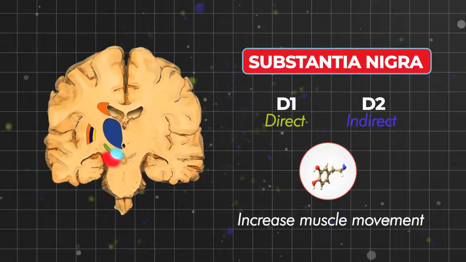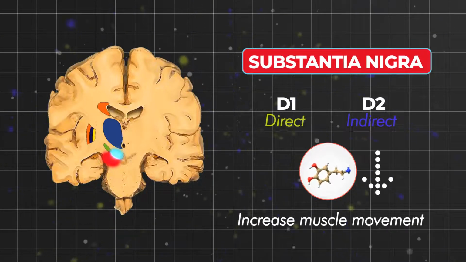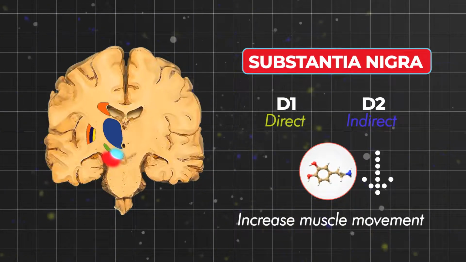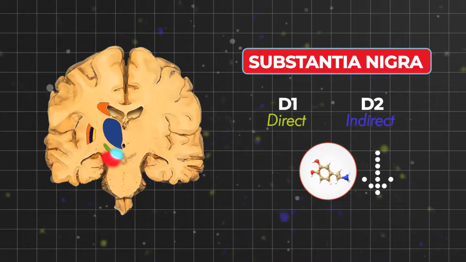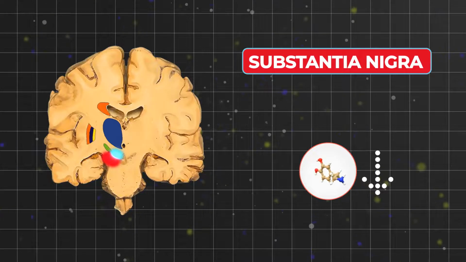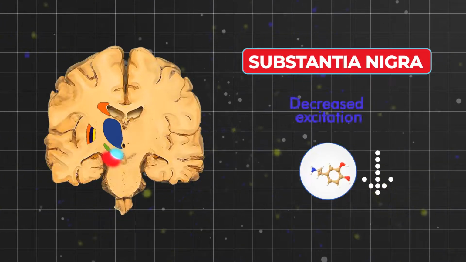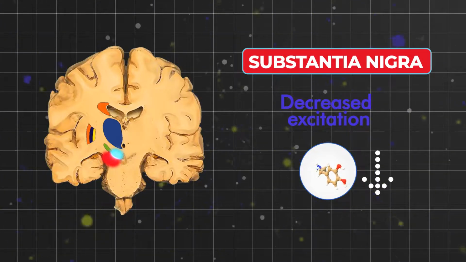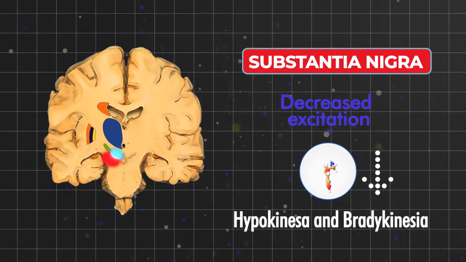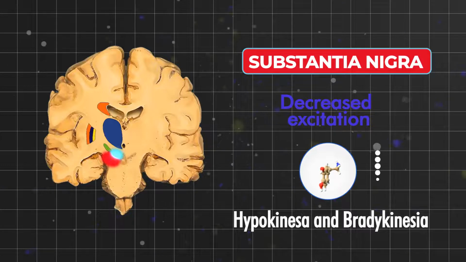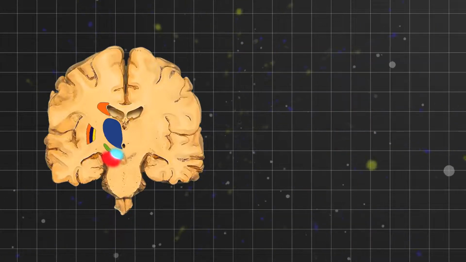In Parkinson's disease, reduced dopamine input from the substantia nigra to the striatum leads to inhibition of the direct pathway and increased inhibitory drive of the thalamus, ultimately leading to decreased excitation of the cortex. This explains the clinical manifestations of hypokinesia and bradykinesia in a patient with Parkinson's disease.